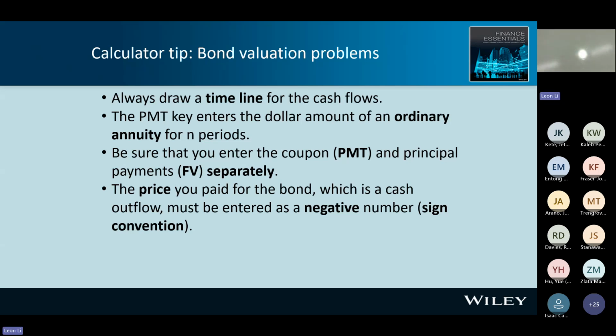Okay, so next slide, bond valuation problem. When we do the bond valuation problem, the first tip is very important: always draw a timeline for the cash flow. The PMT key enters the dollar amount of an ordinary annuity for the N periods. Be sure you enter the coupon PMT and the principal payment separately because the bond includes 2 payments: one is the coupon payment, the other one is the principal payment. And the price you pay for the bond, which is a cash outflow, must be entered as a negative number. This is our sign convention. So PMT and the principal payment, the face value, are positive. The bond price today will be a negative number.